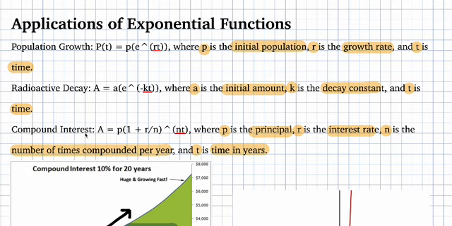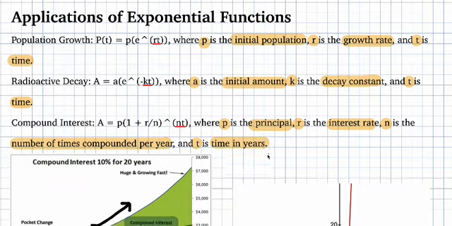Compound interest. A is equal to P times 1 plus r over n, in parentheses, to the power of nt, where P is the principal, r is the interest rate, n is the number of times compounded per year, and t is the time in years.